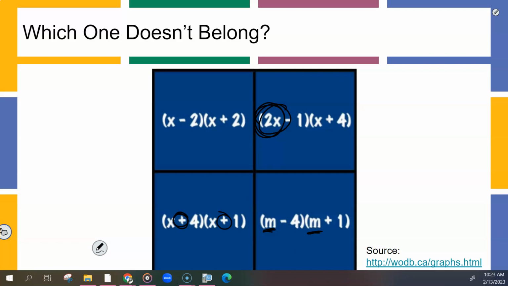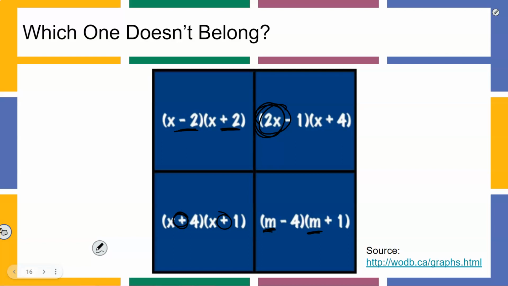Okay. Aaron? Okay. So all the other ones have a 1 and a 4. This is the only one that has 2. Anyone else think about it that way? Anyone else have a different reason why one may be different? Let's reconnect this.